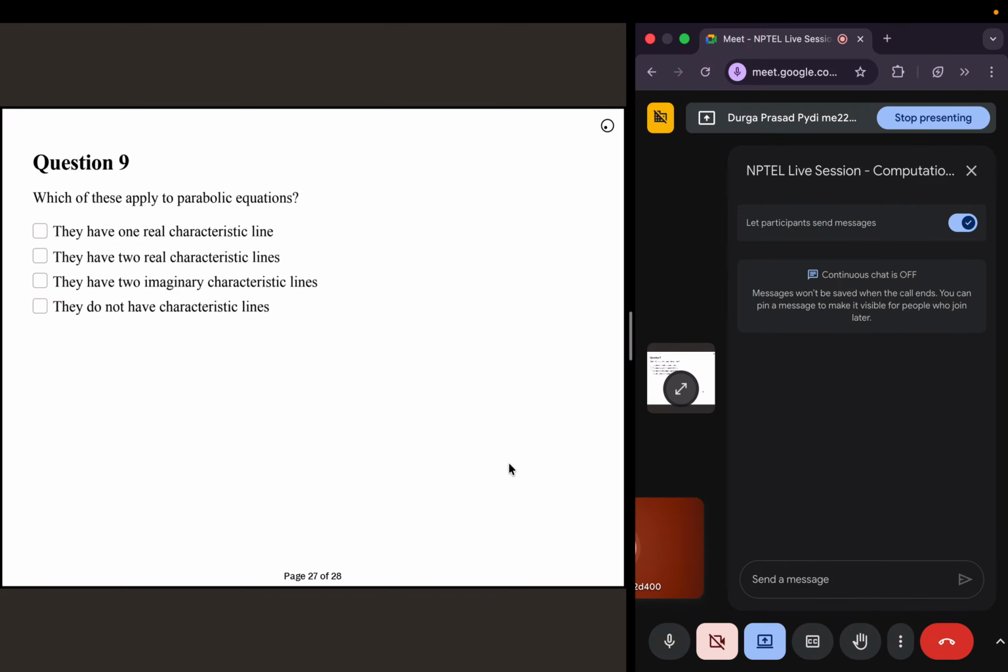And because the discriminant is 0, we are going to have one real characteristic line. For a hyperbolic equation, we'll have two solutions, so minus b plus or minus, and each one will be a different characteristic line. And for elliptic equations, the discriminant will be less than 0, so those will be imaginary characteristic lines.